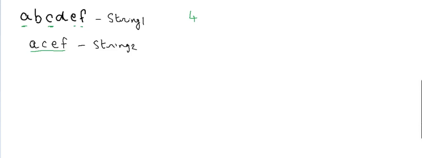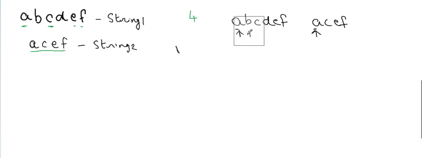Now how can we solve it? Let's think of the approach. We are given two strings, A, B, C, D, E, F, and then A, C, E, F. Let's just do a brute force way. What we can do here is compare these two characters. Both of the characters are the same, so we can add this one character as a common subsequence. Then we increment our pointers. Our pointer goes to B and here it goes to C. Now here B and C don't match.